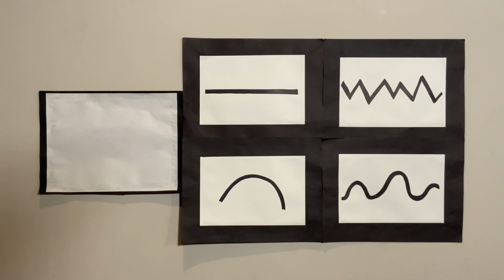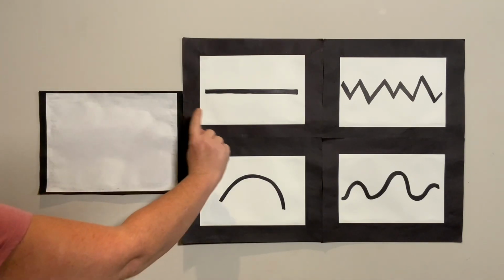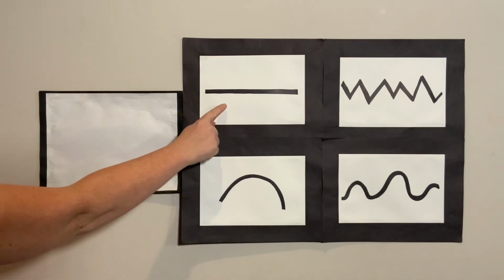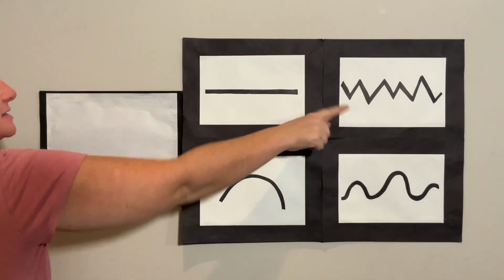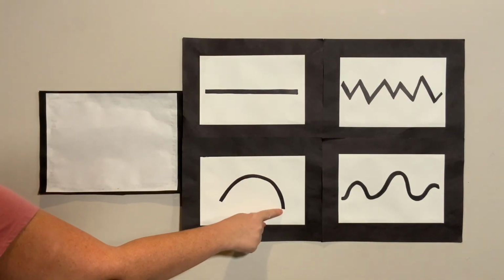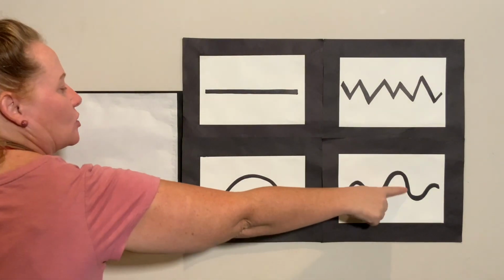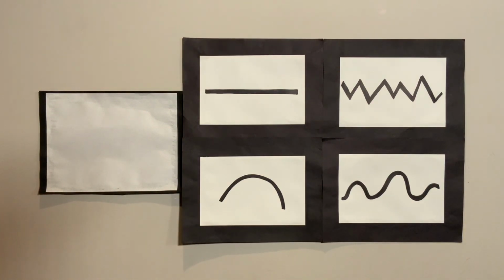As you can see, I have some line cards on the board. Let's go over these lines, and if you've been working with me, you'll recognize them. Here we have a straight line and then a zigzag. Here we have a curve and then a wavy. Very good. So let's start.